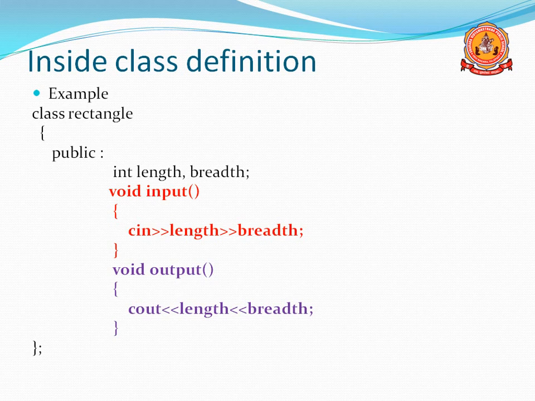Example: class rectangle. One example class name is rectangle. Inside the class you open the flower bracket, then the public section, then the body of the class, and finally the closing flower bracket and semicolon. So the class is opened here and closed at the end. In between, int length and breadth, two variables are declared, those are the data members. Then void input is one function, and void output is one more function.